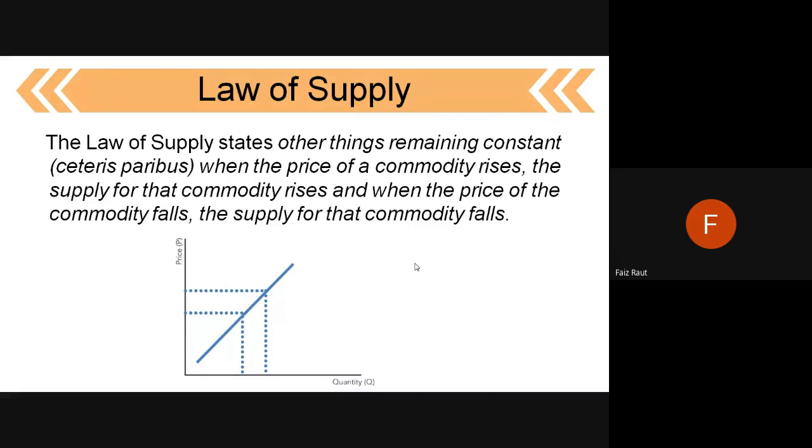So that's the reason they will not be happy to sell it. So for a supplier, what is the price of the product? It is very important.